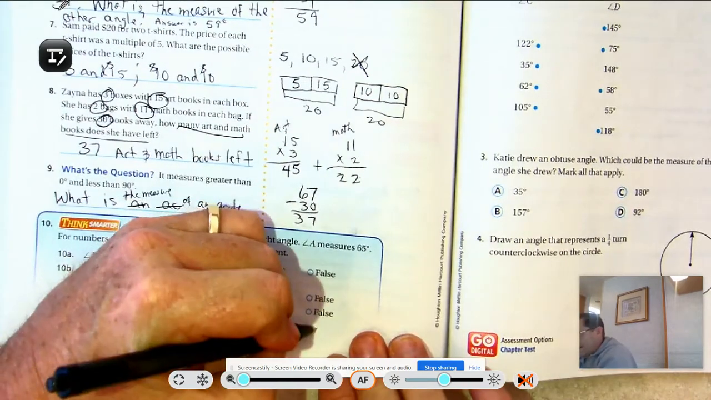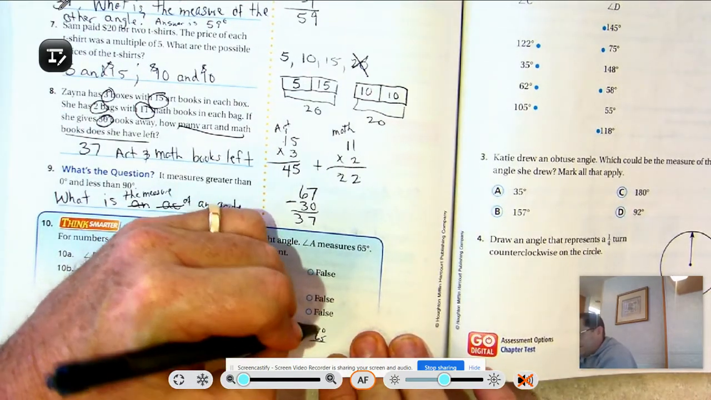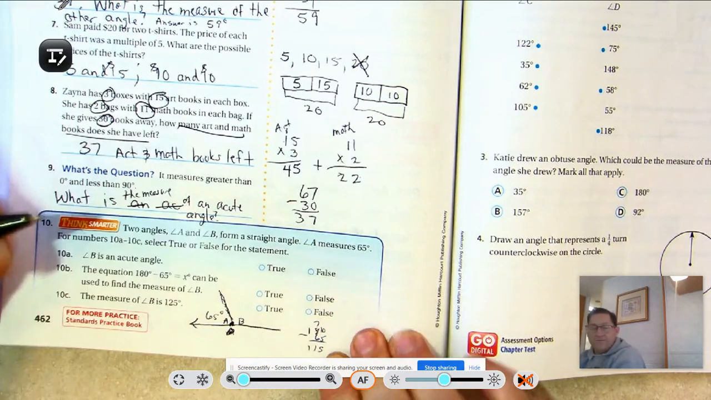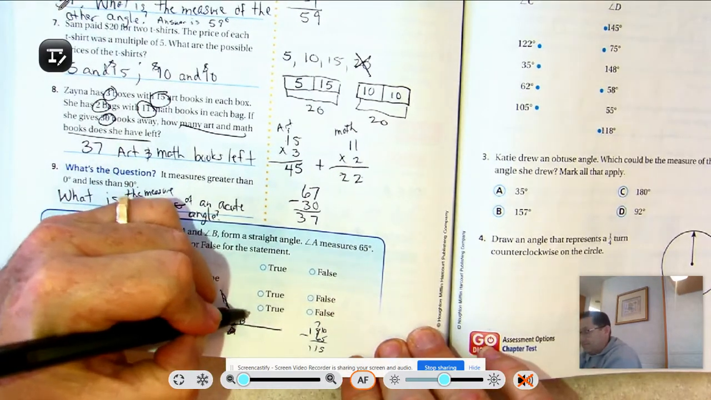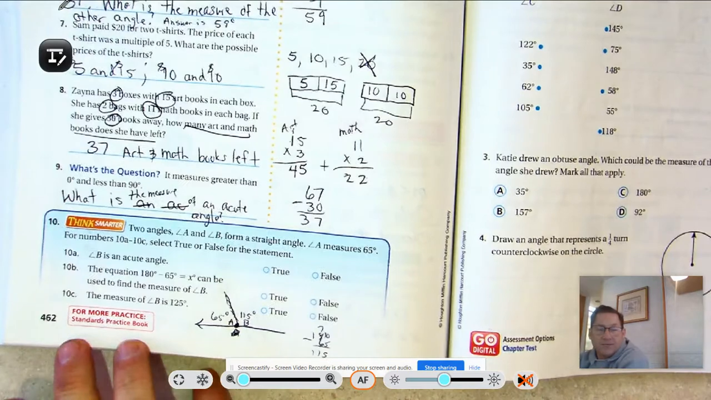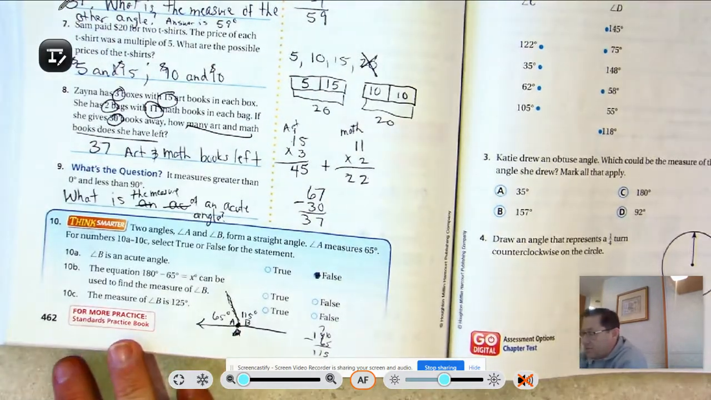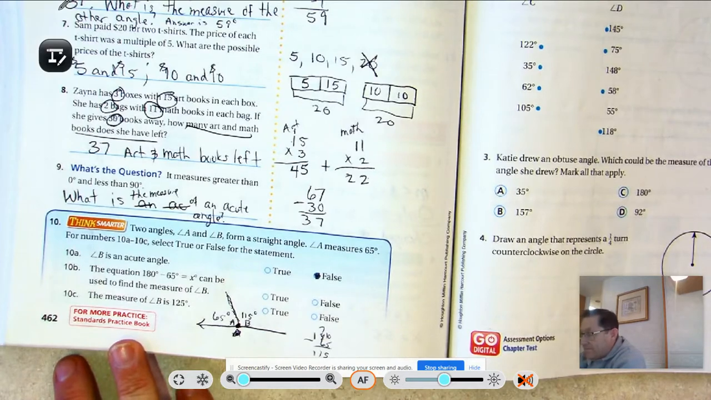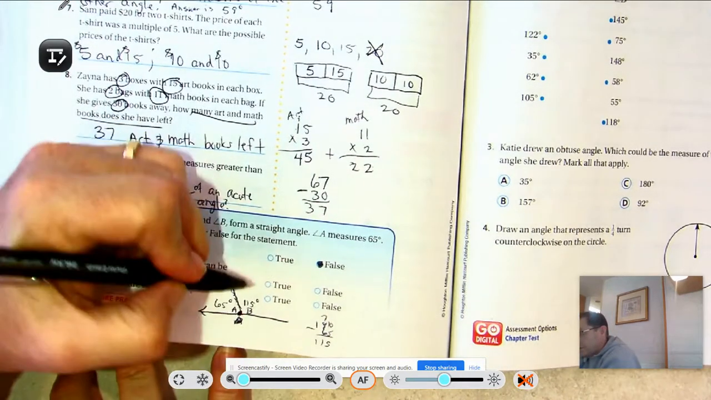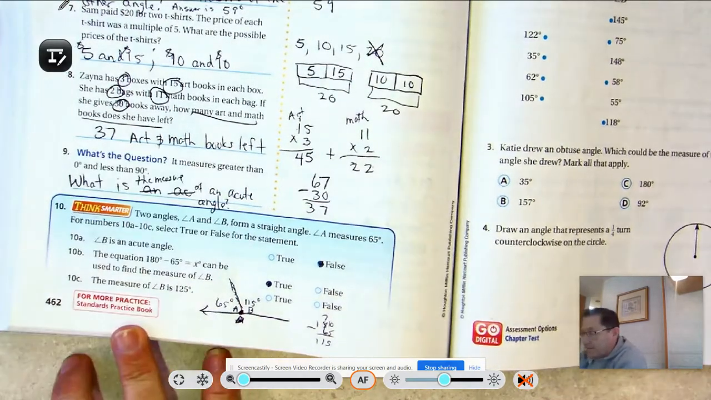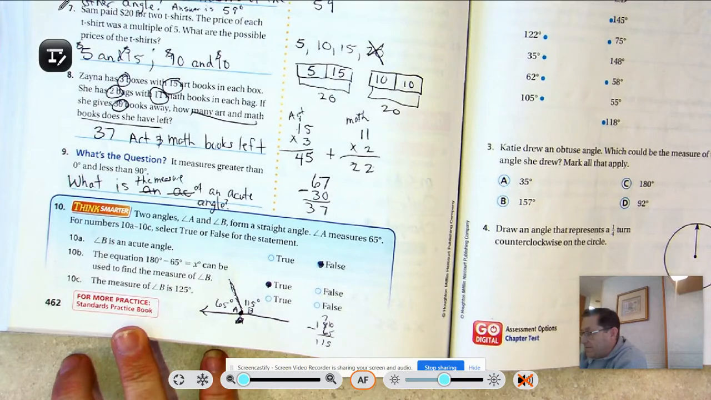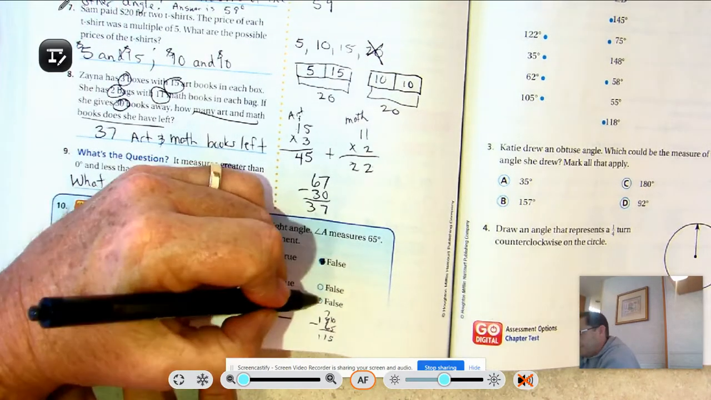Well, what's 180 take away 65? 115. Is 115 degrees acute? No, so that's false. The equation 180 minus 65 equals x can be used to find the measure of angle B. Yeah, that's true. The measure of angle B is 125 degrees. No, it's 115 degrees. False.